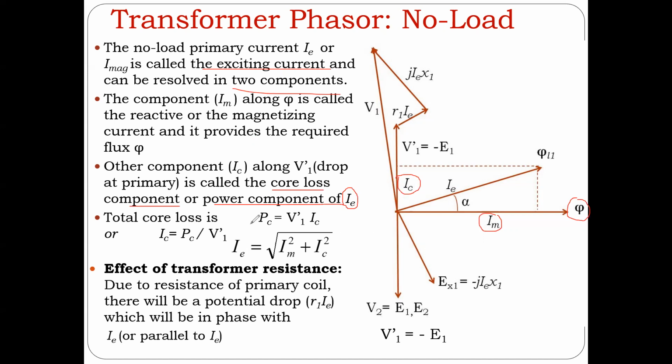So the total core loss, which is coming from the hysteresis and from the eddy currents, can be denoted something like this, and you can find out the core loss component of this excitation current. So this IE has to be the vector sum of IM and IC. And that's the reason I was saying that IE is not in phase with phi. Rather, there is a phase difference.